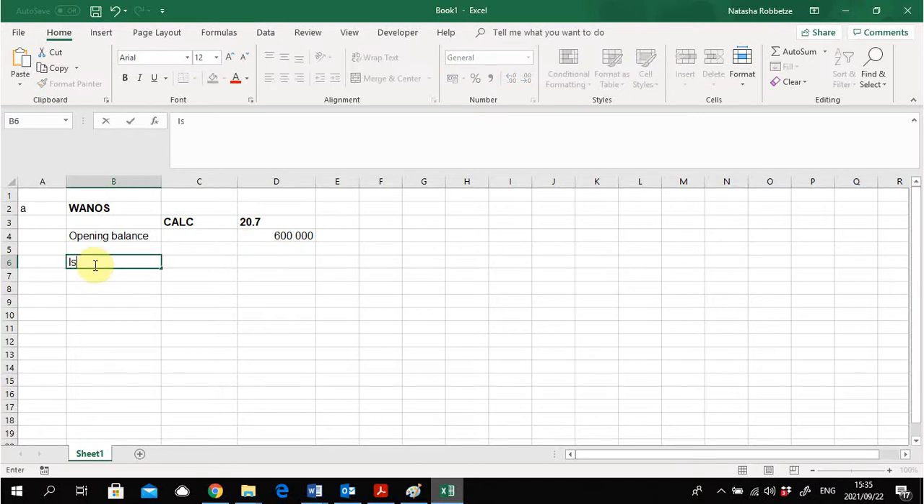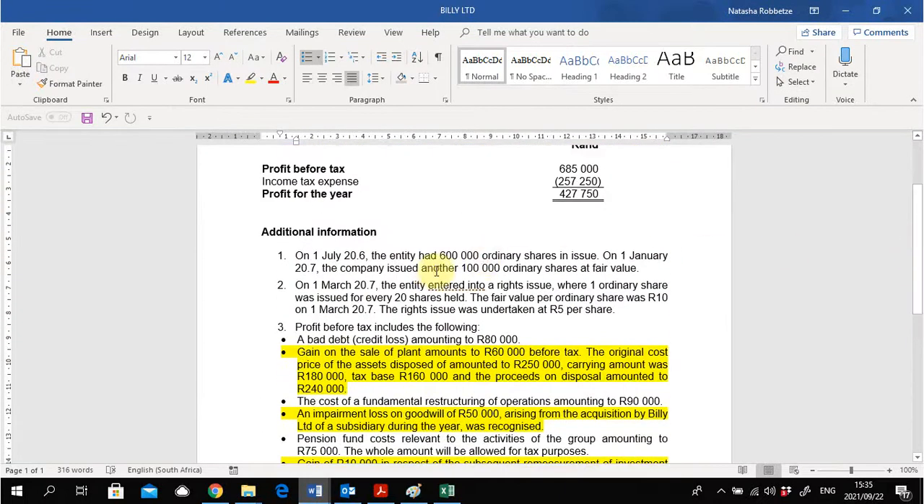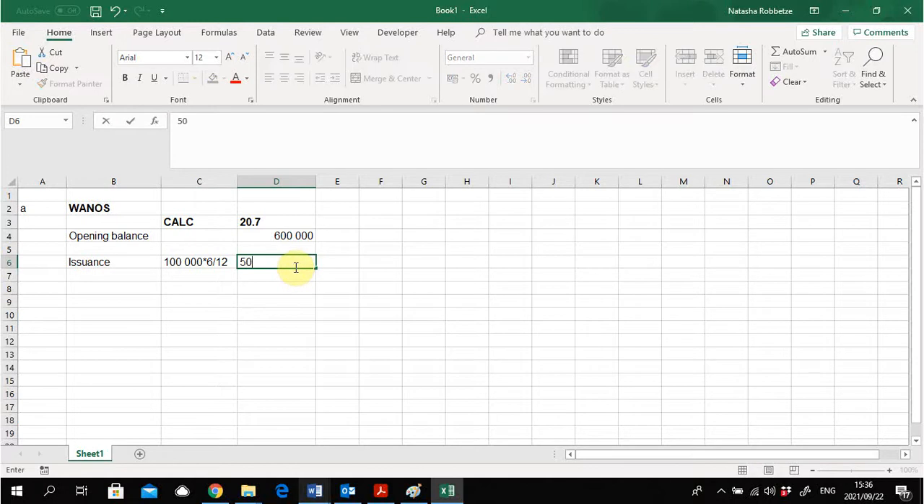Then I believe there's an issuance of shares, and the issuance is at fair value. So I just want to go back to the question. We have an issuance of 100,000 shares on 1 January at fair value. So now we need to go and count. It was 1 January, so we're going to count January, February, March, April, May, and June. So it's 6 months, so we're going to have to apportion it. 100,000 shares for 6 months, and that should give us 50,000 shares to be included in our weighted average number of shares.